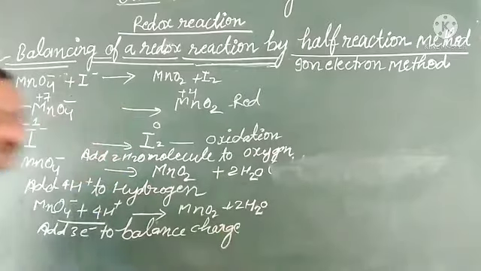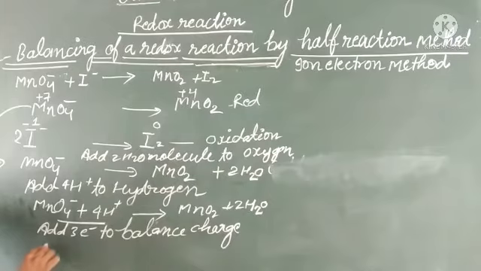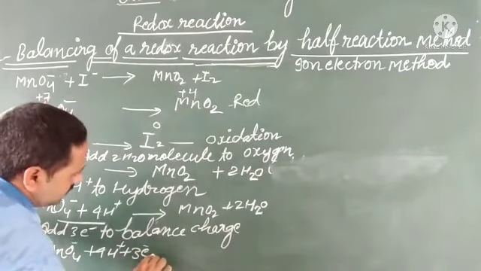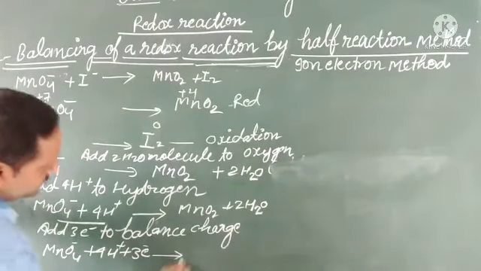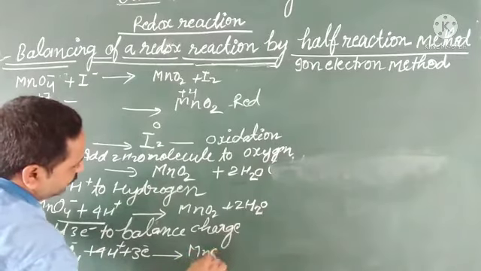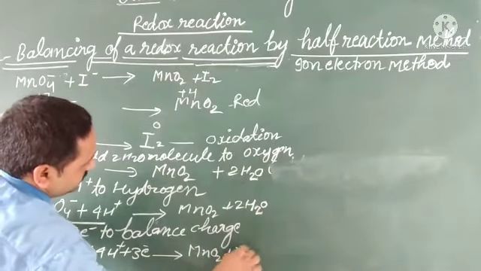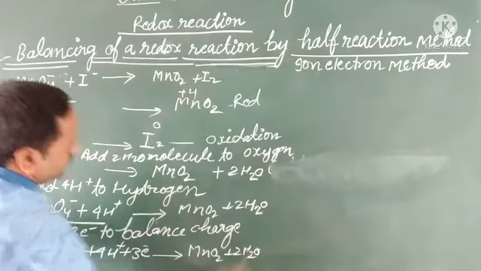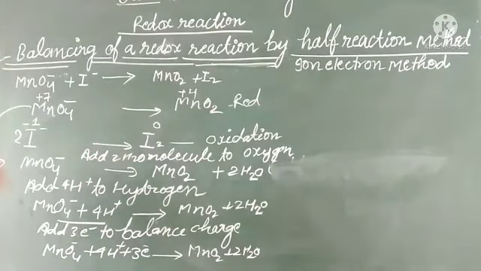Are you getting me? Yes, I think you are getting me. So MnO4 minus plus 4H plus 3 electrons gives out MnO2 plus 2H2O. Got it? So we have balanced half portion. We have balanced only a reduction portion.